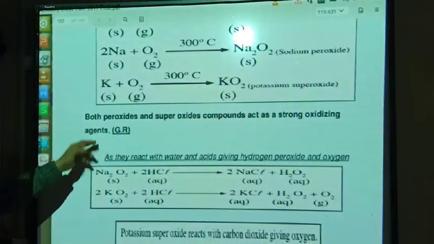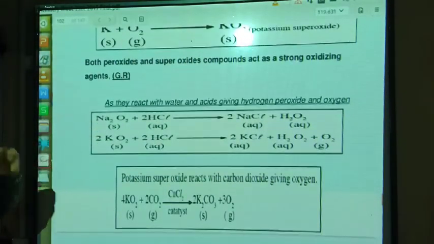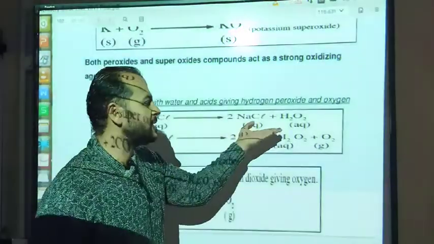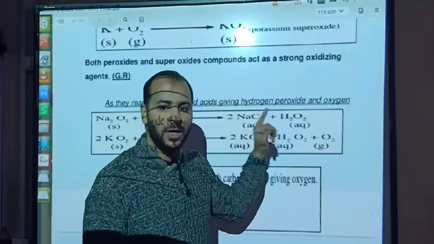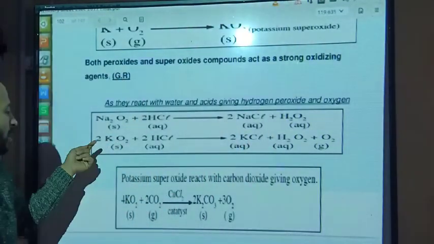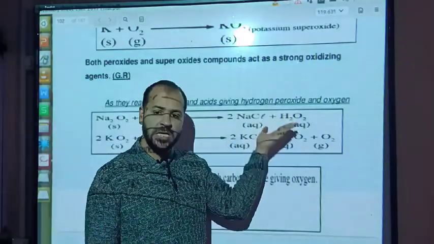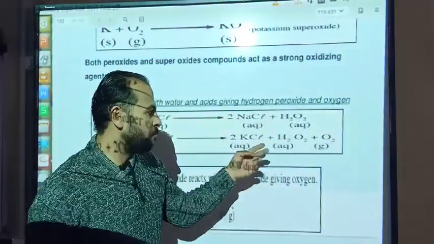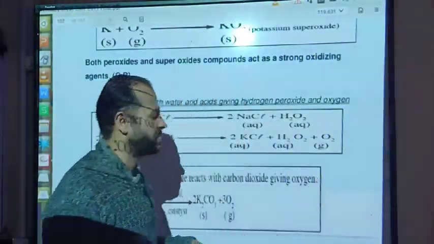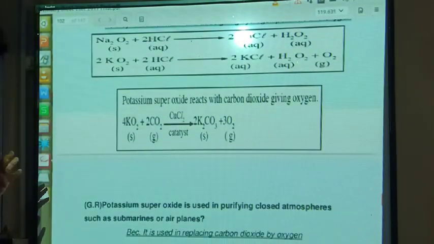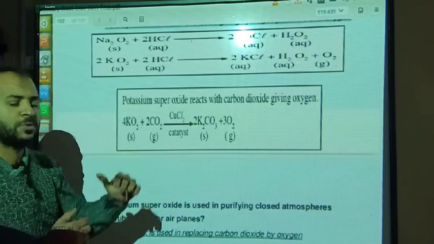Okay, here Na2O2, sodium peroxide, with HCl gives 2NaCl plus H2O2, hydrogen peroxide, an oxidizing agent. Potassium superoxide with HCl gives KCl, H2O2 plus O2. Both of them are oxidizing agents. Okay. We have a great importance of potassium superoxide.